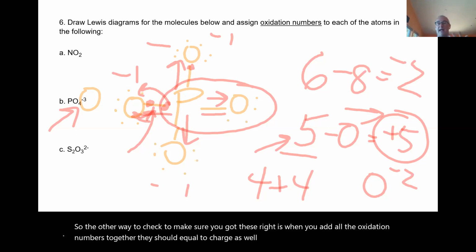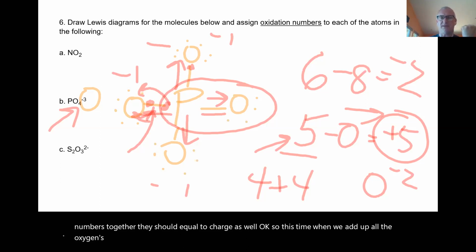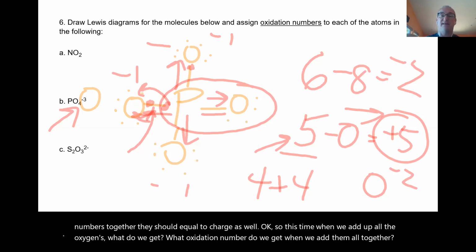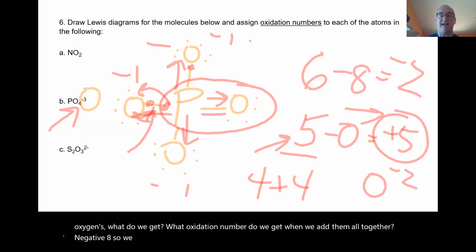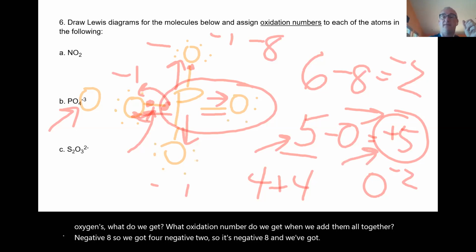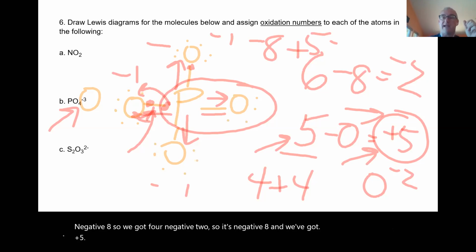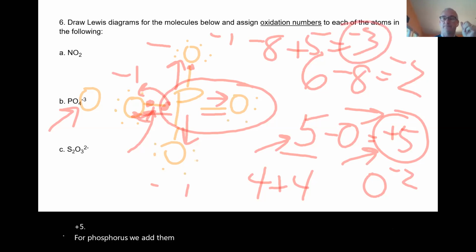So this time, when we add up all the oxygens, what oxidation number do we get when we add them all together? -8. So we have 4 oxygens at -2, so that's -8. And we've got +5 for phosphorus, so we add them together, -3. So we get the same number.